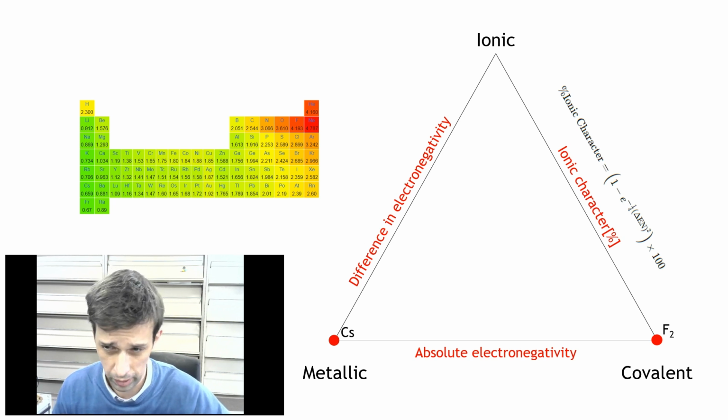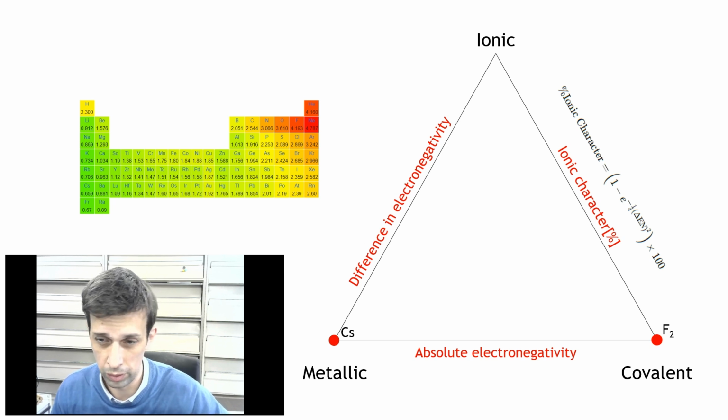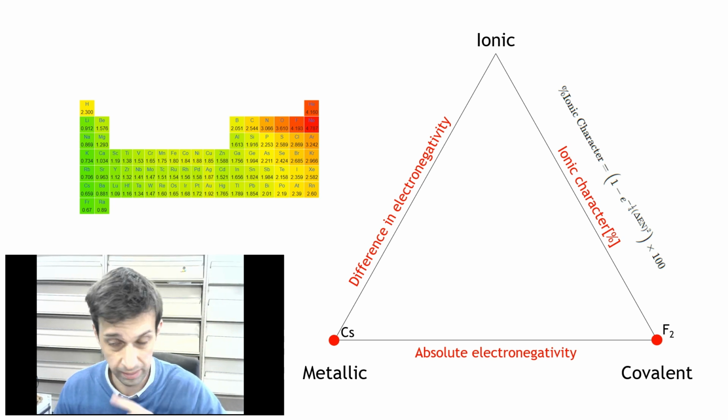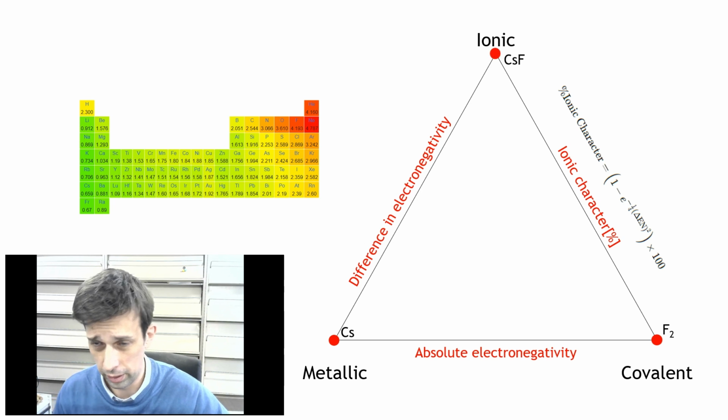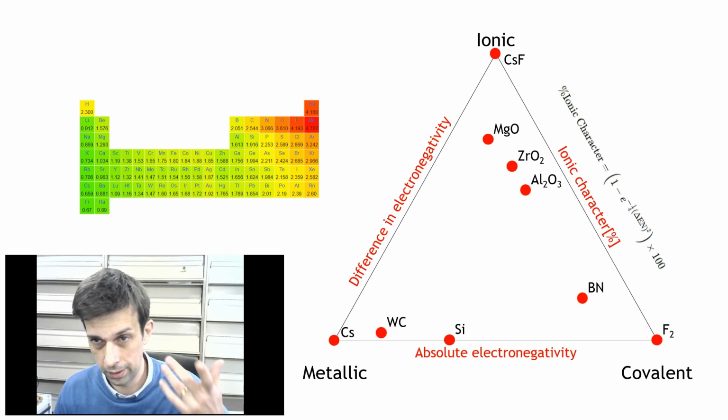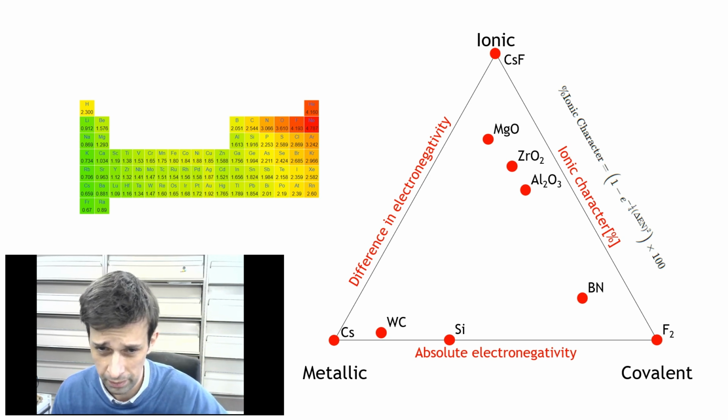In this case, there are two characteristics that you need to take into consideration: the absolute electronegativity and the difference in electronegativity. The absolute electronegativity is very low, and the difference in electronegativity is zero, so it goes there in the corner. And then we have ionic compounds in the top corner. And most of the real materials that have industrial applications fall somewhere in the middle here.